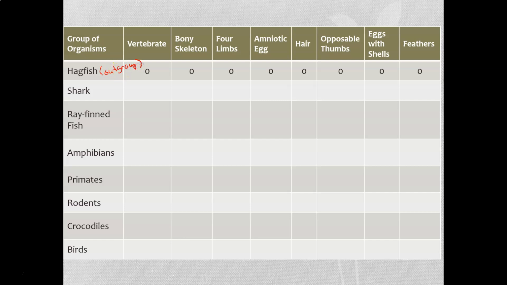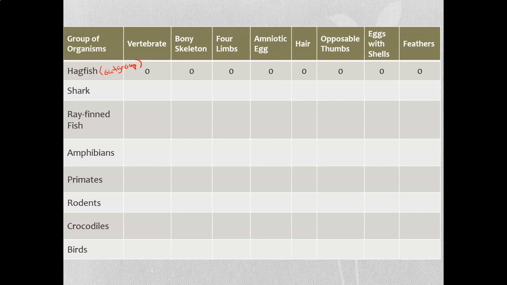So when we go to actually start building the cladogram, that hagfish is going to be the one that branches off at the base of the tree because they are the oldest presumable relative to everybody else.